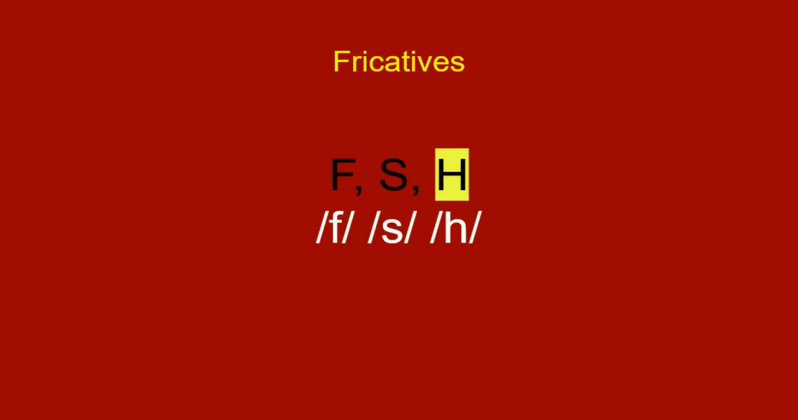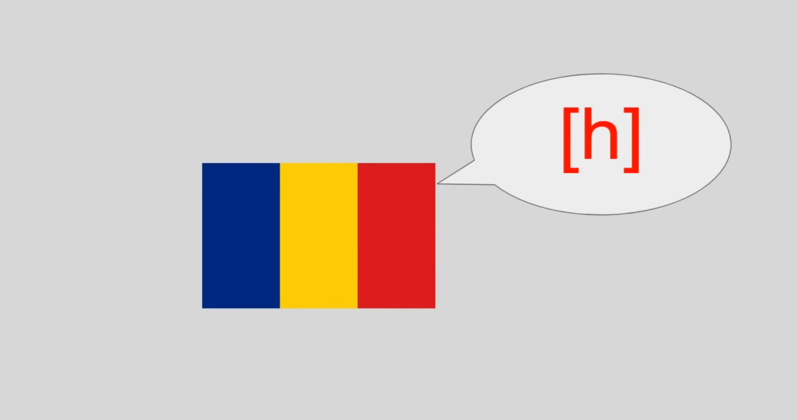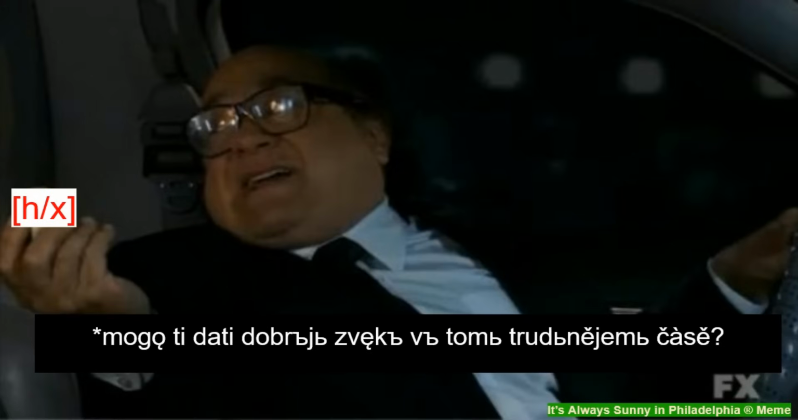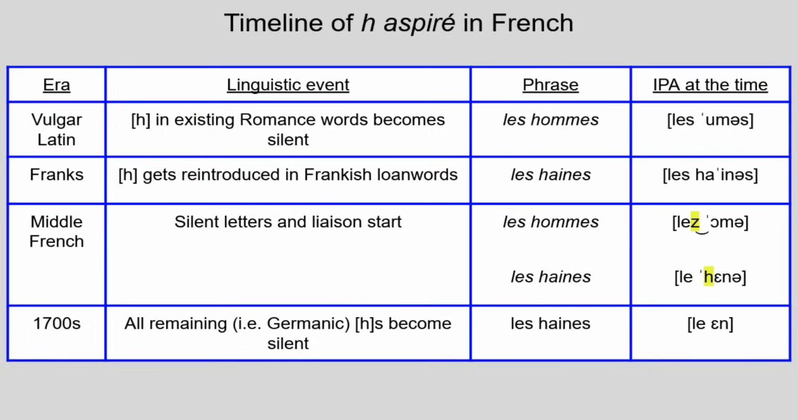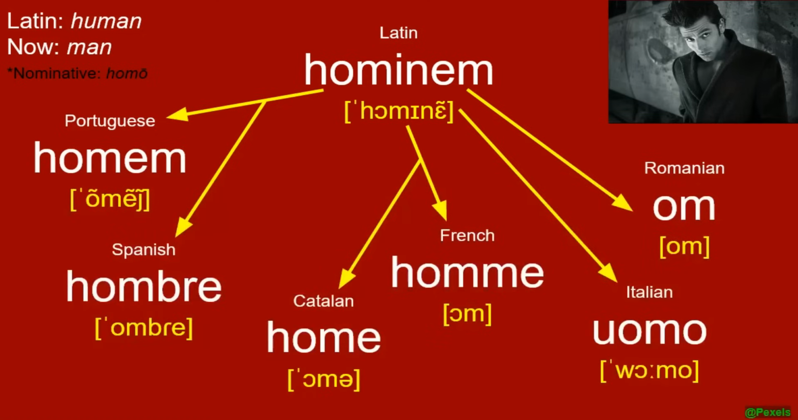First off, we have h, and is gone. However, it should be mentioned that Romanian does still have a h sound, but it's due to an abundance of Slavic loanwords. This is much the same situation that French had from roughly 800 to 1700 AD with the h aspiré thing, but in that case it was due to Germanic loanwords. So for example, we have Latin hominem, which became Romanian Italian uomo, French Catalan homme, Spanish hombre, and Portuguese homem. Also, notice that the Western languages actually still write an h there, but it's silent.